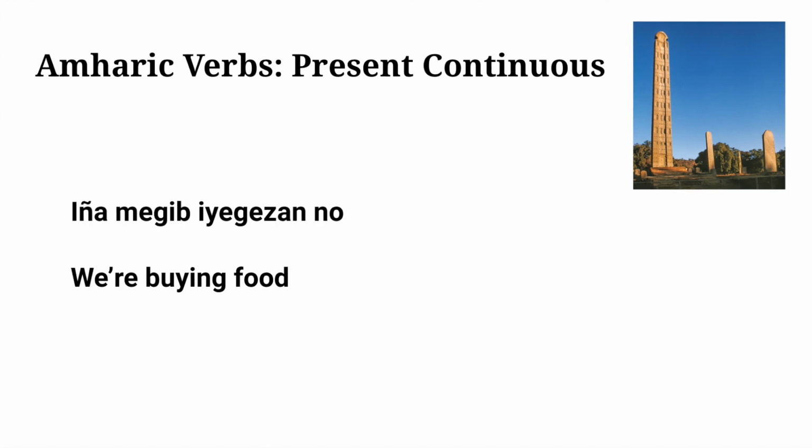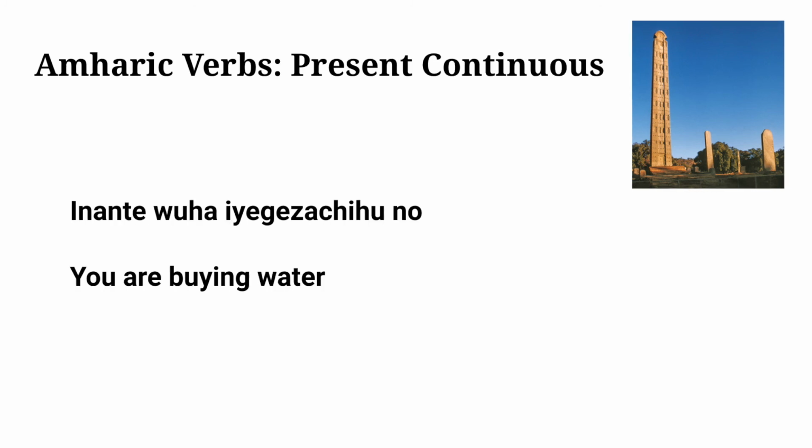And then another example, we have inya migib iyagazanno. So migib, like in the previous example, is food. So we say inya migib iyagazanno. We are buying food. And another example, this time for the pronoun inanta, so you plural. We have inanta wuha iyagazachuno. So you plural, so if you're talking to a group of people, are buying water.